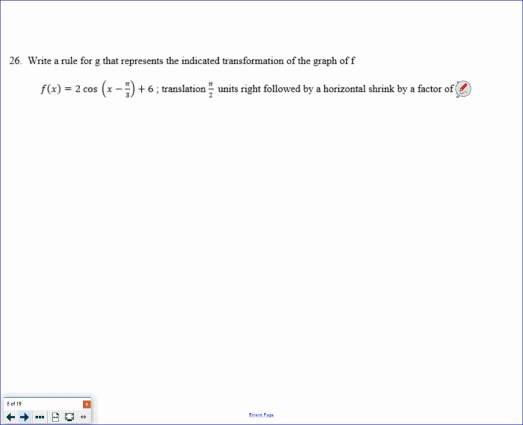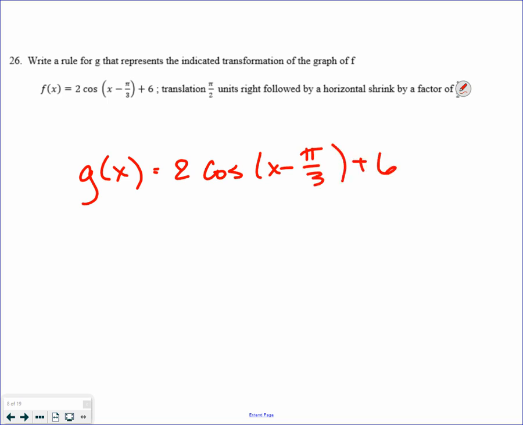Next, we're actually going to write the rules. So we're going to write g of x, and we're going to translate to the right, pi over 2. So that causes a change inside the parenthesis. So here's the original cosine. Oops, hold on a second. Let's erase this. Cosine x minus pi over 3 plus 6. If I want to go to the right, I'm going to need to subtract. So if I'm going to the right, I'm subtracting pi over 2. So my new one now, cosine x minus 5 pi over 6 plus 6.